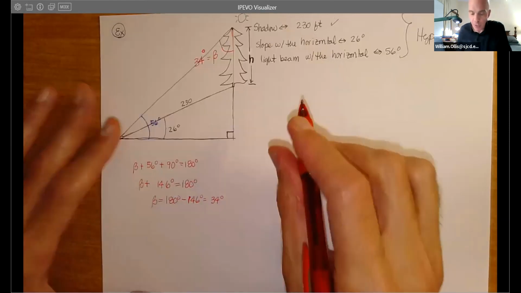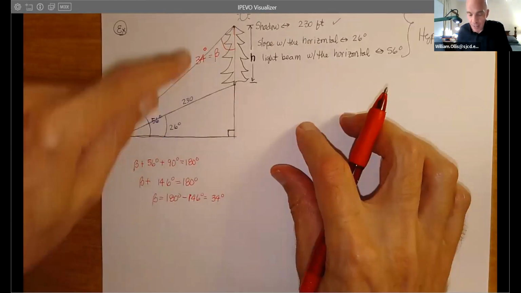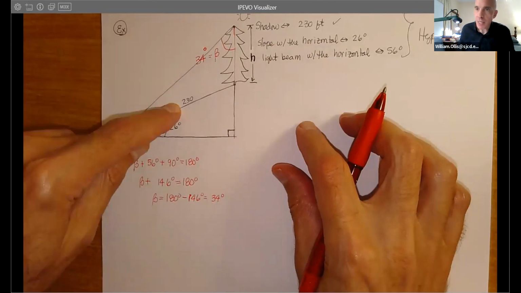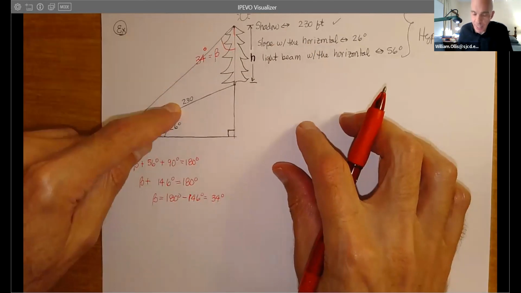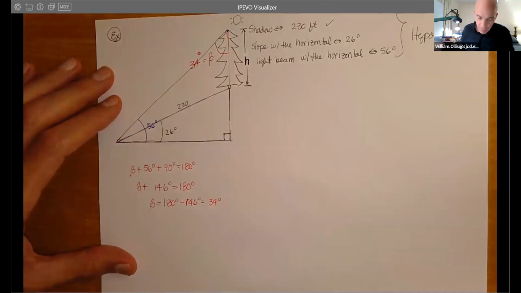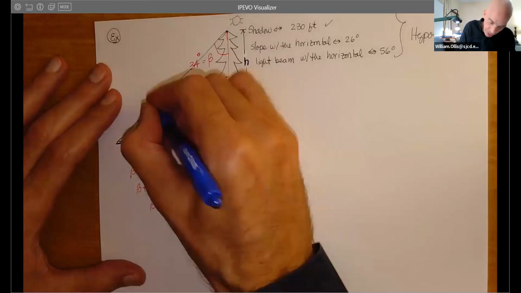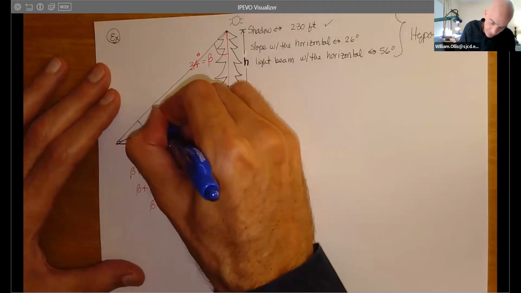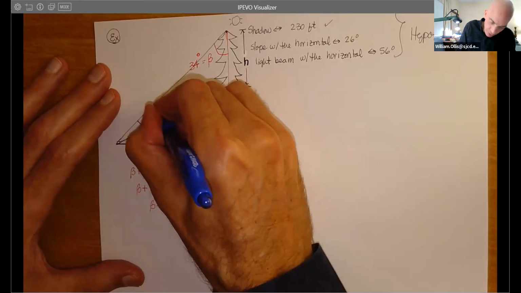So if we have the 34, we've got the angle opposite the shadow length 230. The only thing we need to apply the law of sines is this angle, and that's easy. That's just 56 minus 26. And that gives us 30. So right here to here is 30 degrees.